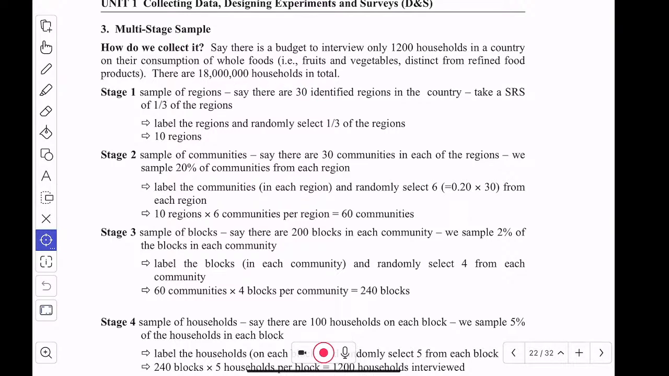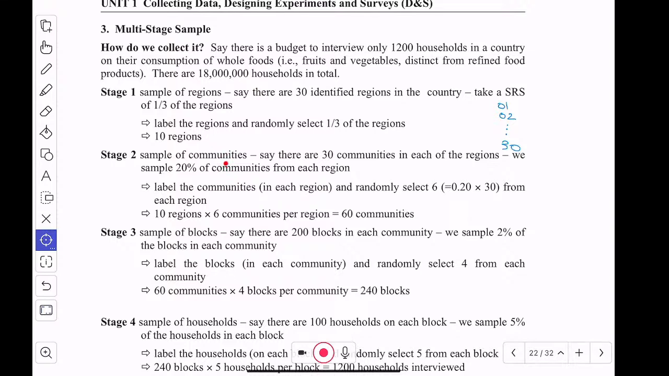How can we avoid it? Well, let's stick to lists that we know about. We know the regions in this country. Say there are 30 identifiable regions in the country. We can label those. We know what they are, and we can start labeling them 01, 02, up to 30. Get a random digits table and start picking. How many should we pick for our sample? Let's take a simple random sample of a third of them. Let's say we consulted with a statistician and they told us a third is just fine. So you want to take 10 regions. So you randomly select 10 regions, and with those 10, go to the next stage. The next stage is to go down to this level of community.